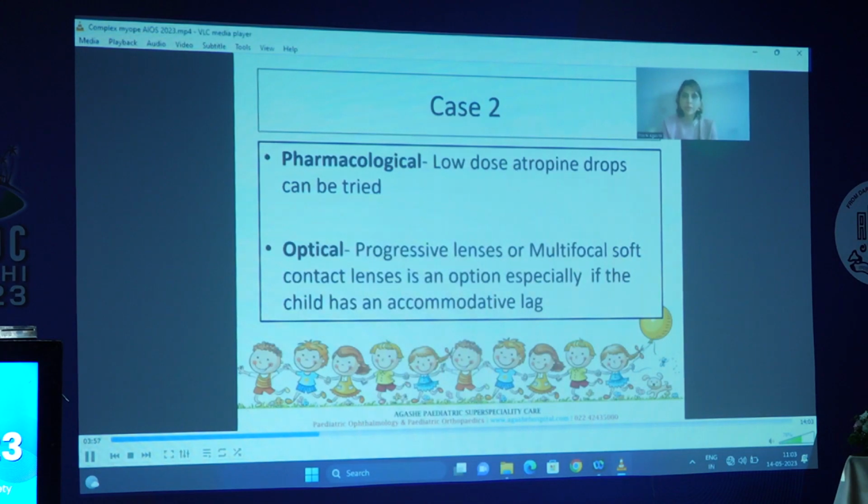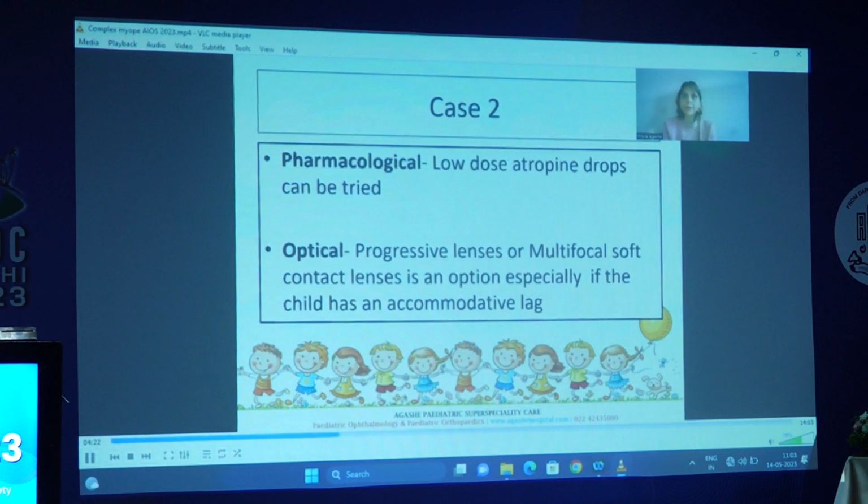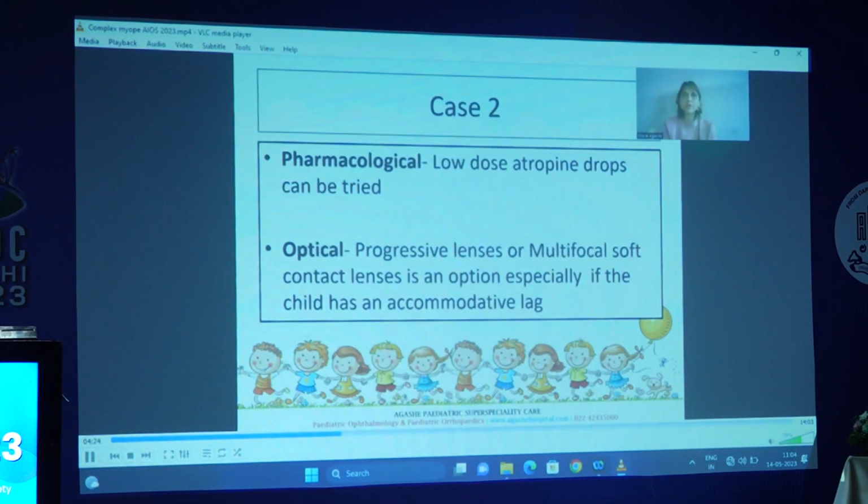The other option is an optical control, wherein progressive lenses or multifocal soft contact lenses can be used, especially if the child has an accommodative lag. So I would like to say that the correct estimation of the accommodative function of a child having myopia is also extremely important, because there is a good subset of kids who do have a bit of an accommodative lag, and a progressive lens or the multifocal contact lens is a good viable option for control of myopia progression in them.